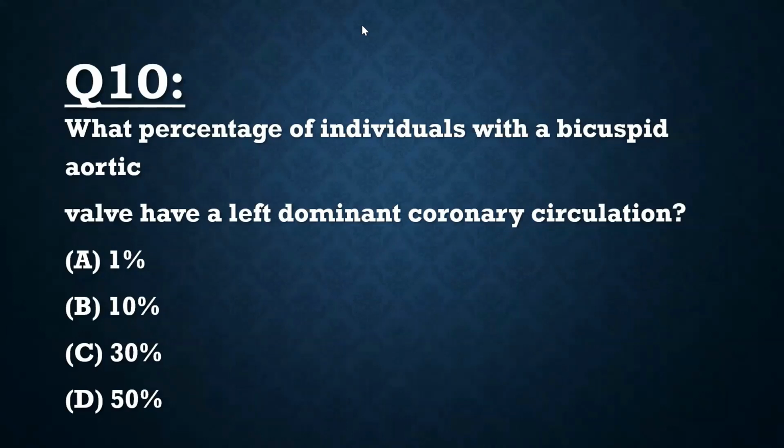Time, guys. We have limited time. Question number 10. What percentage of individuals with bicuspid aortic valve have dominant left coronary circulation? A, 1%, B, 10%, C, 30%, D, 50%.